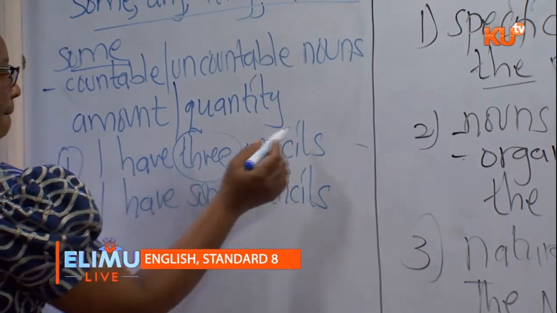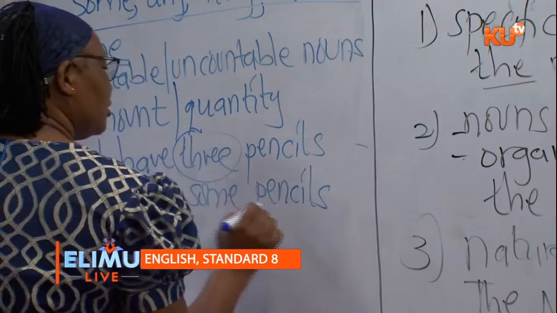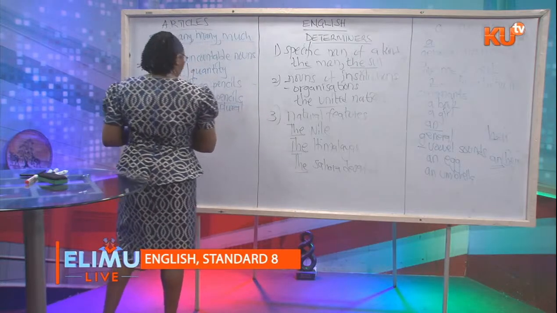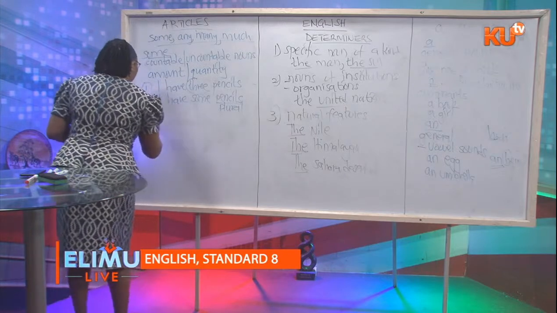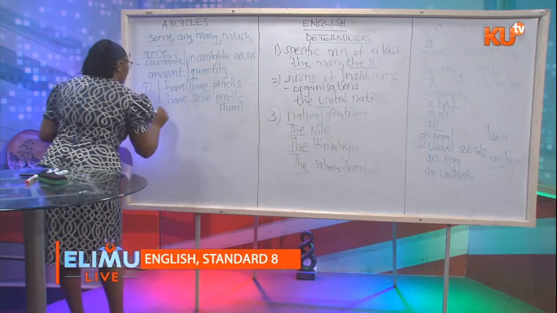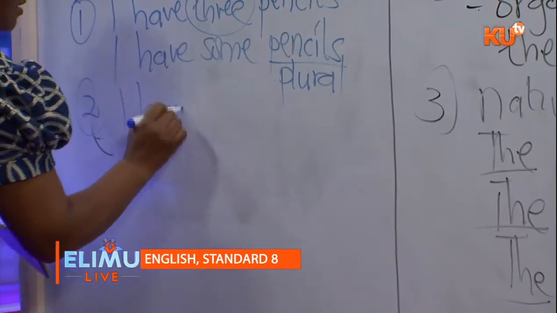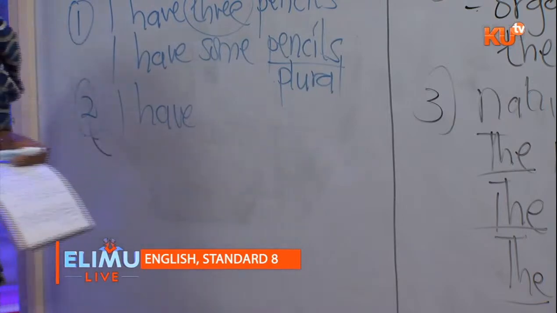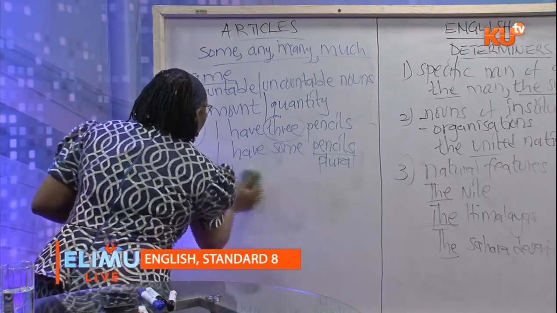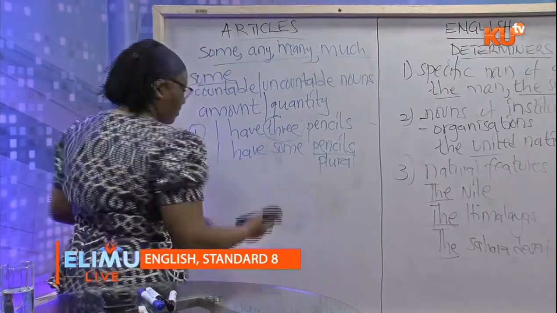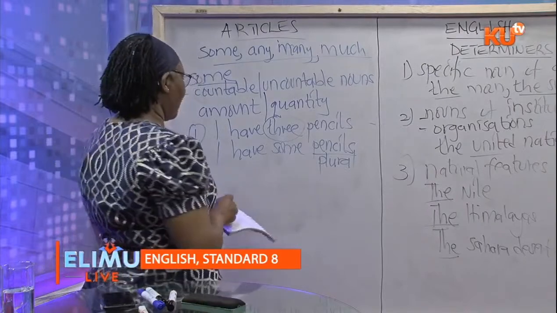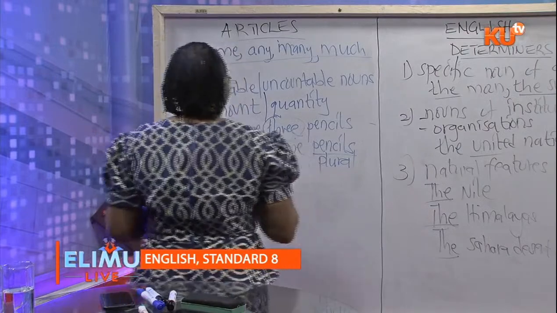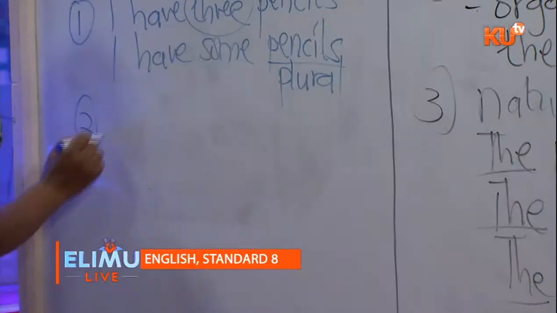This one is used with plural nouns. It is not used in the singular, because you can't have the word some and use it with one item, so it is only used with plural nouns. Then we move to uncountable nouns.